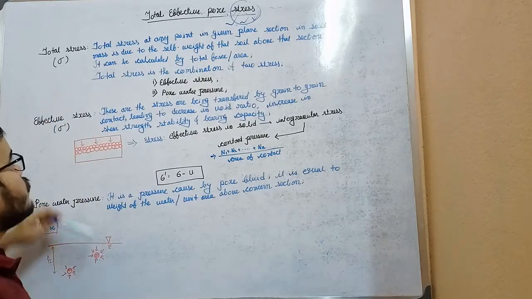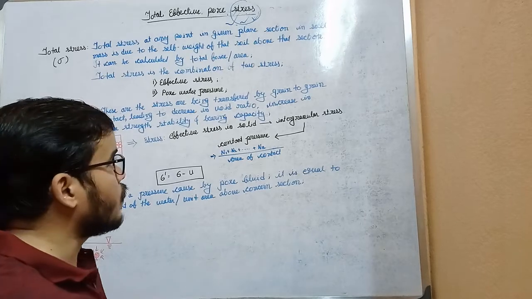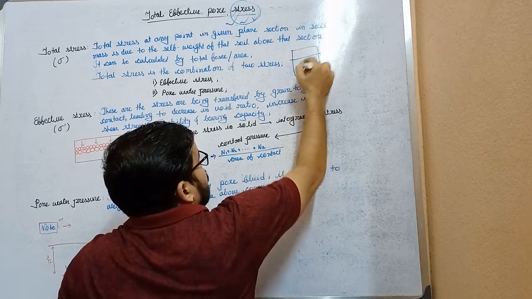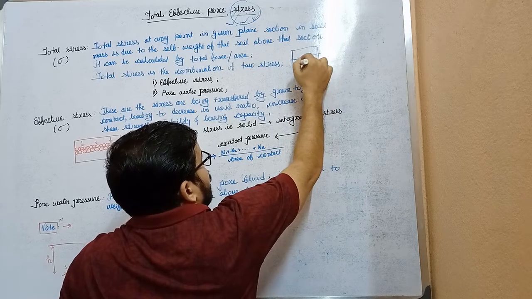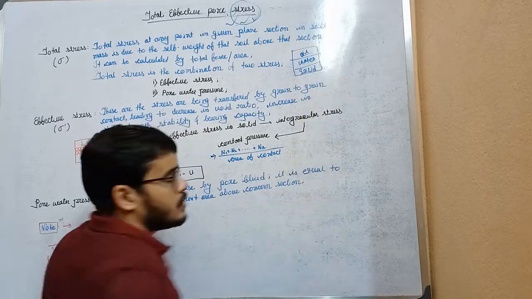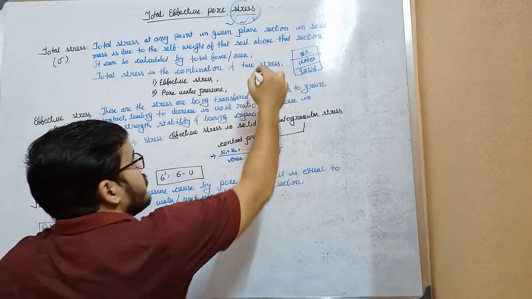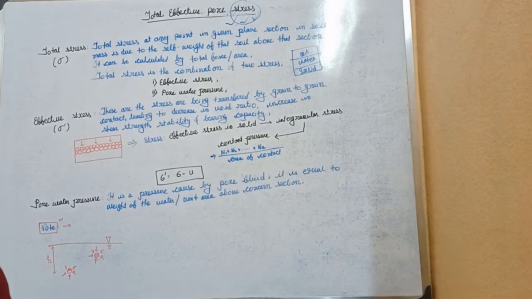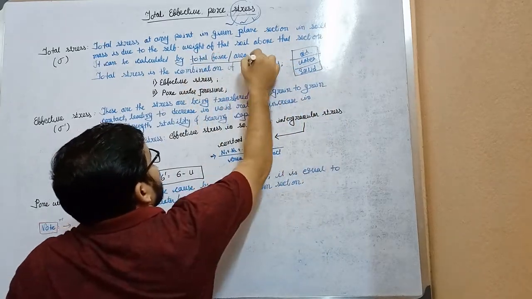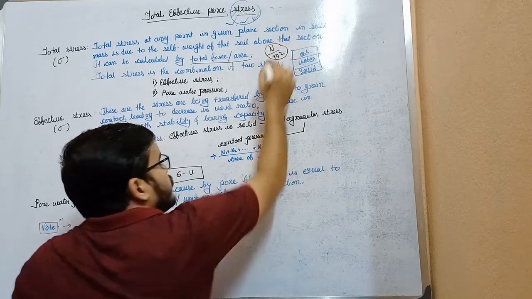Now go through total, effective and pore stress. We already know that soil has three parts: solid, water, and air. First, know the unit of stress. The unit of stress is Newton per meter square, that is, Newton load, Newton per meter square. Force by area.